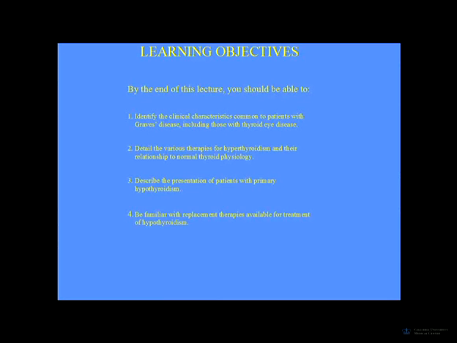The learning objectives. By the end of this lecture, you should be able to identify the clinical characteristics common to patients with Graves' disease, including those with thyroid eye disease. Should be able to detail the various therapies for hyperthyroidism and the relationship to normal thyroid physiology, and describe the presentations of patients with primary hypothyroidism. That's destruction of the thyroid. And finally, you should be familiar with replacement therapies available for the treatment of hypothyroidism.